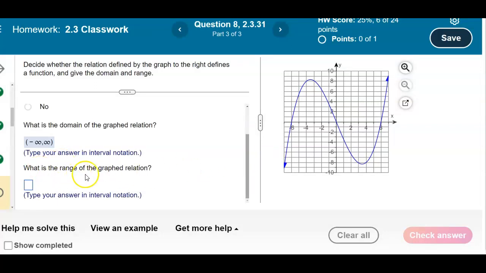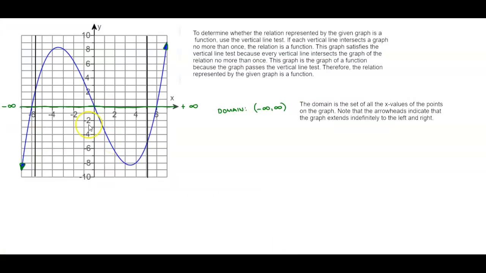Now we want to find out what is the range of the graphed relation. So let's take a look at the graph. Remember that the range represents all the y values. When we take a look at this graph, this is our y-axis that represents all the y values, and you can see here that it goes from negative infinity up to positive infinity. That means every point on the y-axis corresponds to something on this graph. Therefore, we're going to say that the range of this function also goes from negative infinity to positive infinity.